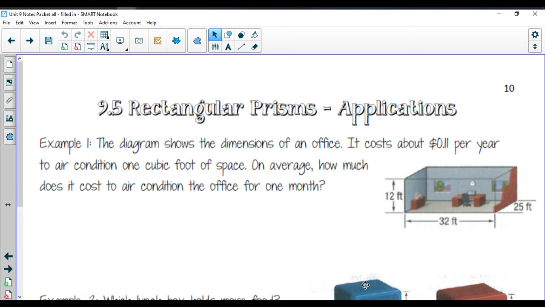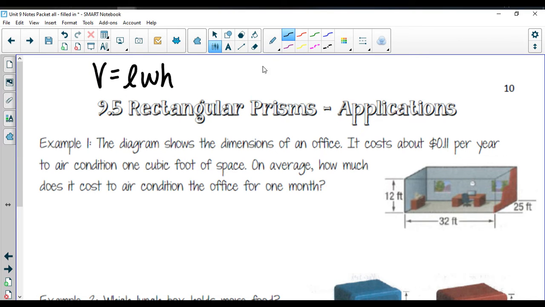All right, lesson 9.5 is about rectangular prisms. Again, we're going to talk about applications with rectangular prisms. So we're going to be looking at different volume and surface area applications here. Just as a reminder, volume for a rectangular prism is length times width times height.